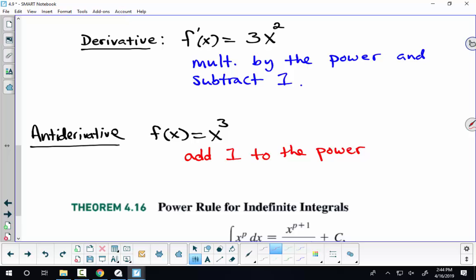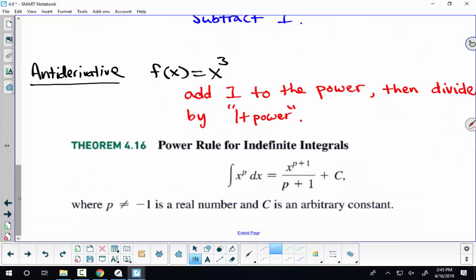And then, instead of multiplying by the result, we're going to divide by the result. I hope that makes sense in language terms, as the reverse of the derivative rule: multiply by the power, subtract 1; for the antiderivative, add 1, divide by the power. So that's our justification for the power rule for taking an antiderivative of x to a power.